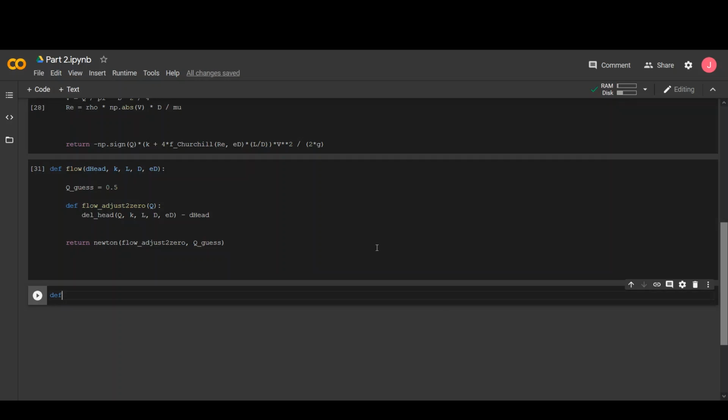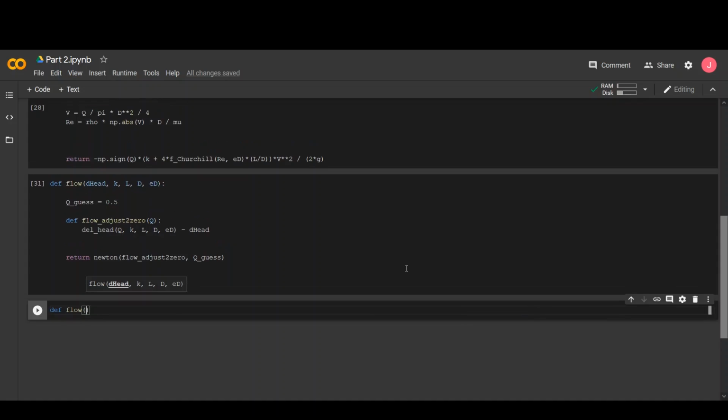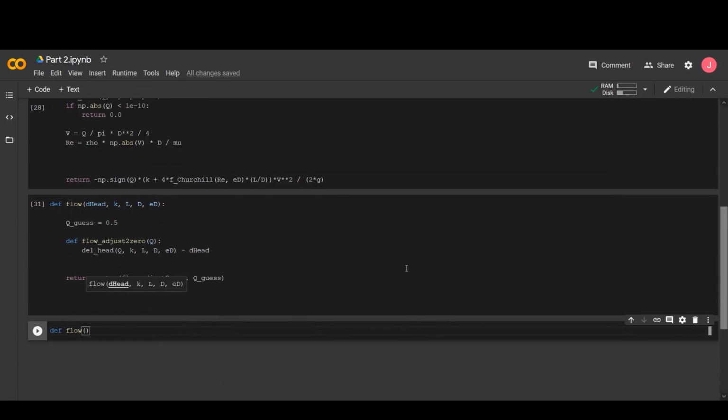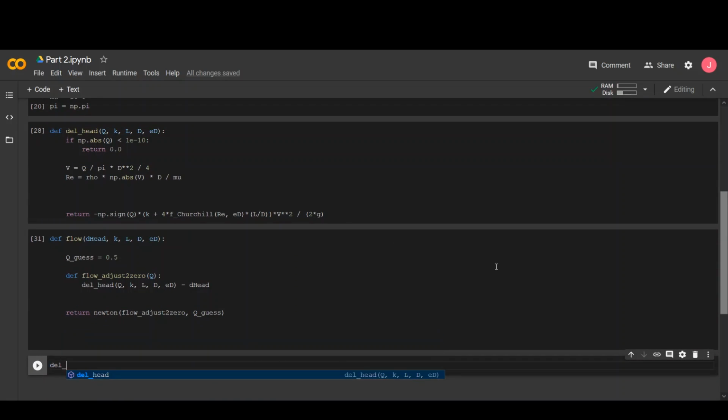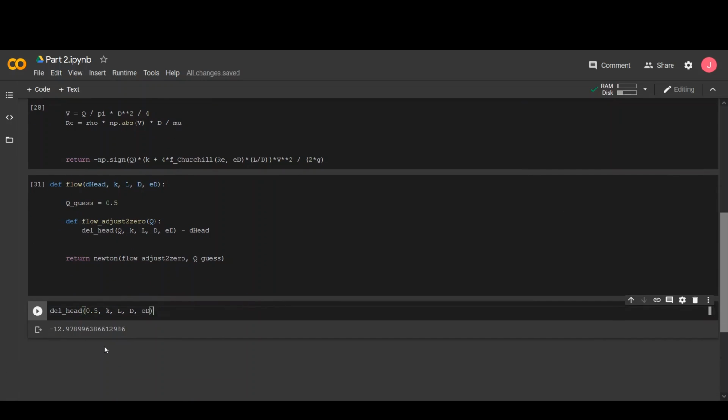So let's see what happens if we try and run this. I'm actually going to make another cell just for comparison's sake. Oh, I guess I can't make one unless I type something. So let's use this function and work backwards to see if we get the same answer. So let's say for like 0.5 flow, and then K, L, D, and then ED. So let's run that. Okay, we get that differential head.